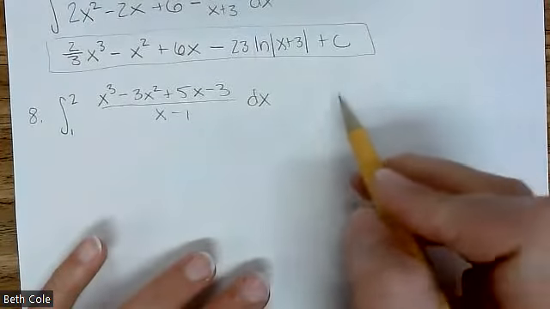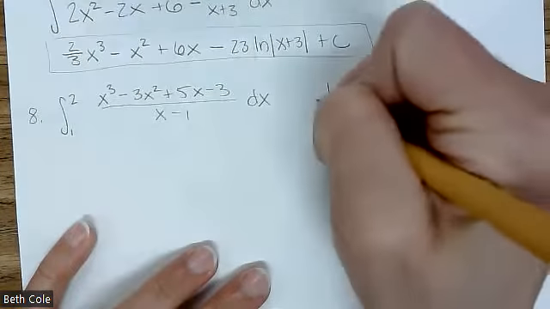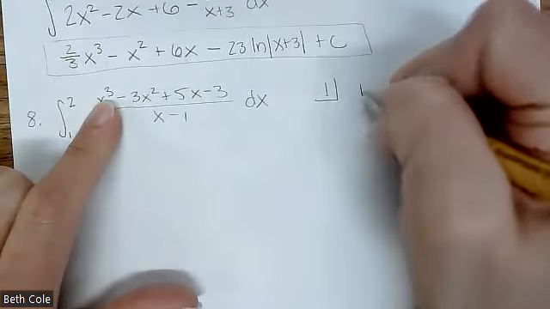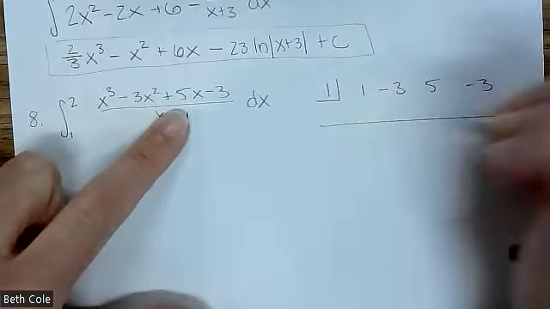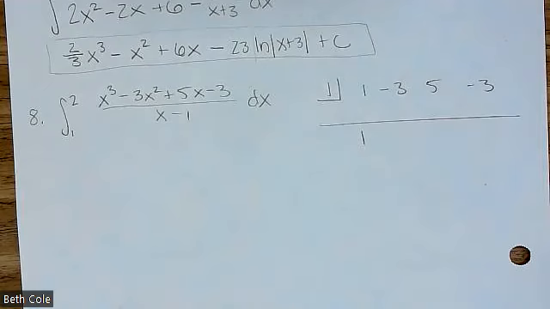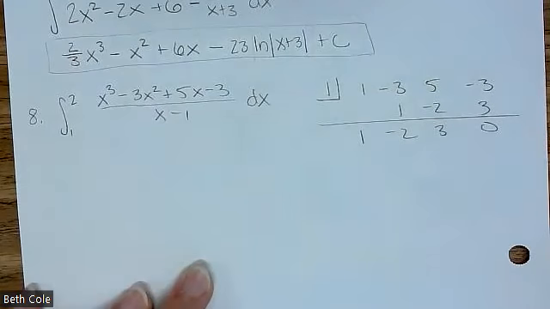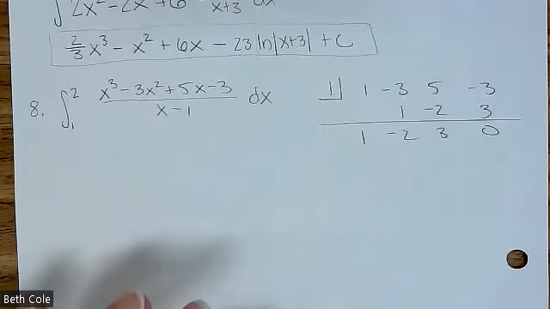So what number will go in the little box over here? 1. Is the countdown in order? Yes. So it'll be 1, -3, 5, -3, and then go ahead and divide it out. Did you get 0? It's always cool when the remainder is 0.